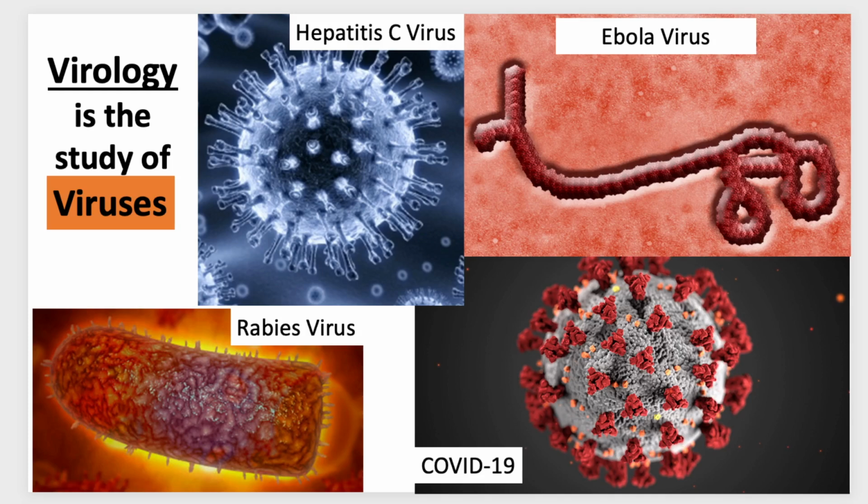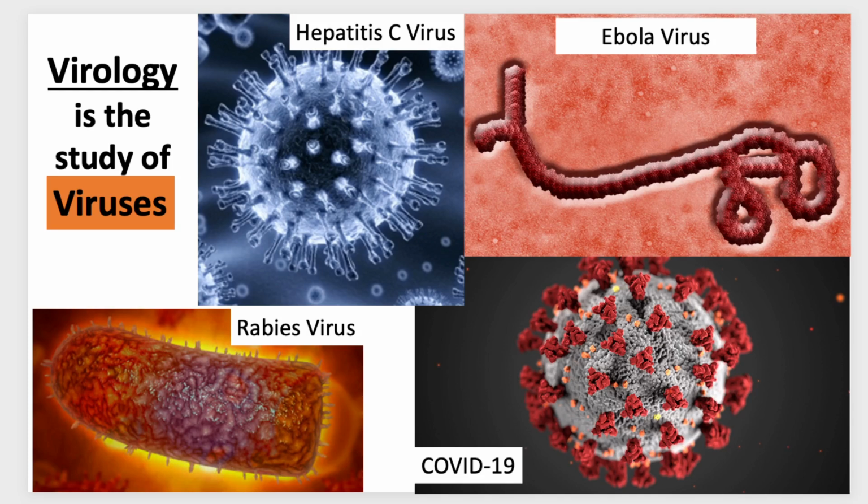First example of a microbe would be a virus. So virology would be the study of viruses. An example we'd all be familiar with right now would be COVID-19. Also probably remember when Ebola was in the news a lot. Hepatitis C, rabies, which we'll talk about some here today.